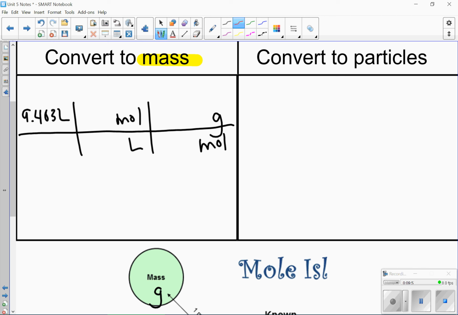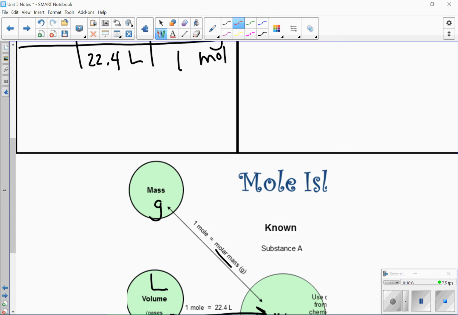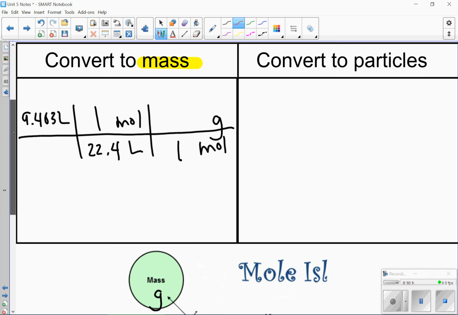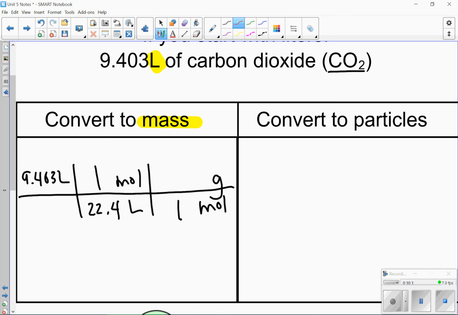The numbers then become easy. You know that 1 always goes with the mole. Liters, the magic number is 22.4. And grams, if you forgot, we need the molar mass again. Save ourselves the time. This is still CO2 from the previous problem, so the molar mass is still 44.